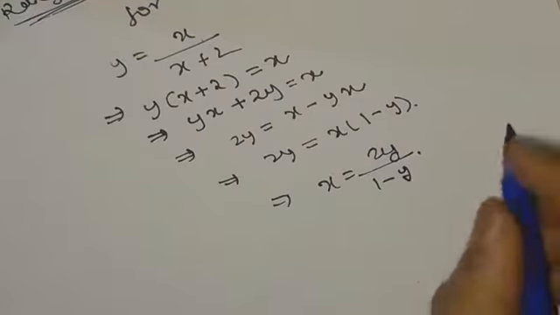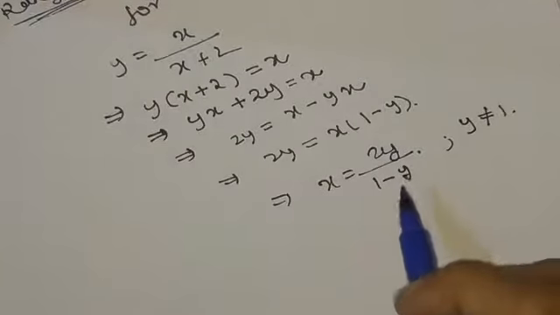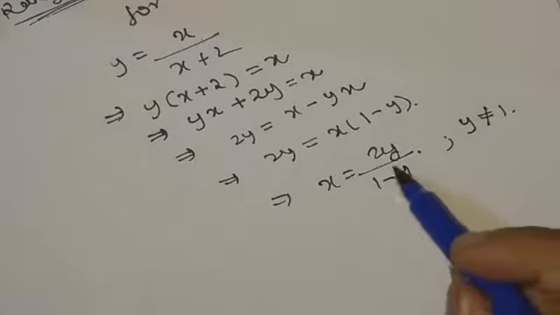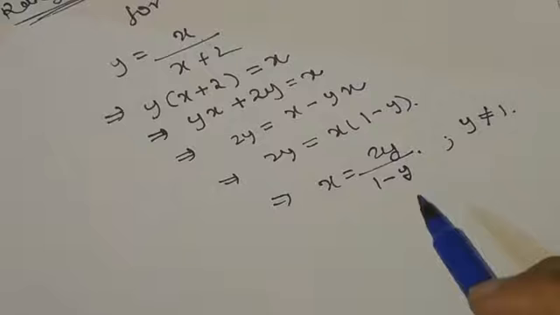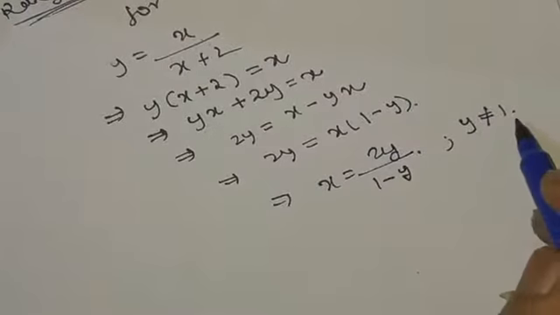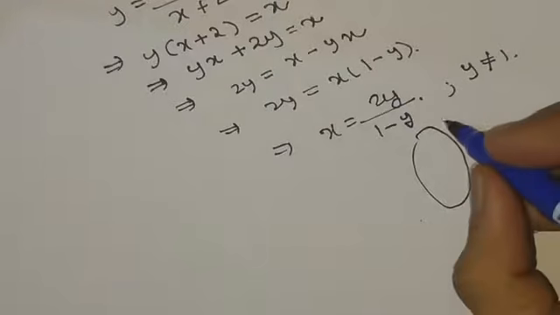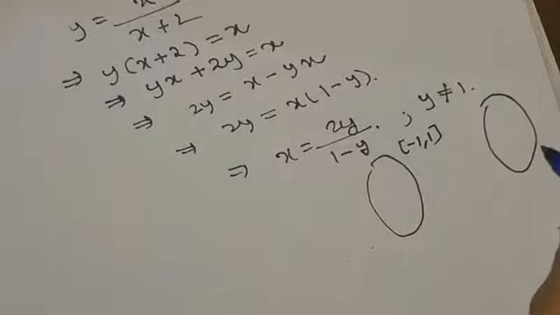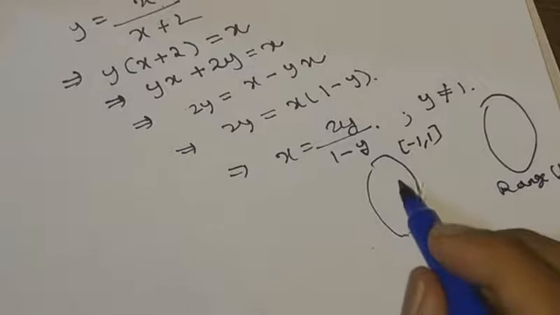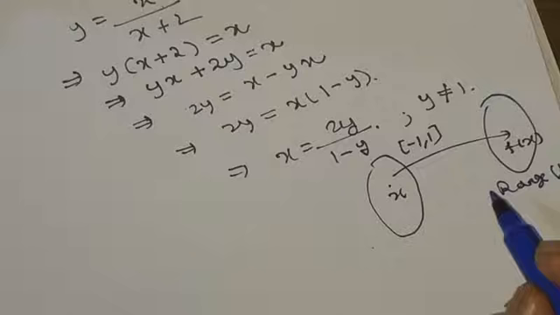Now this is defined only when y is not equal to 1. Why? Because if y is equal to 1, then the denominator will become 0. So you will get 2y by 0, so that will not be defined. So this is defined only when y is not equal to 1. Now you look at this. If you have the domain here, that is minus 1 to 1, and if you have the codomain, which is nothing but also the range of f, now the function f(x) takes x to the value f(x), right?